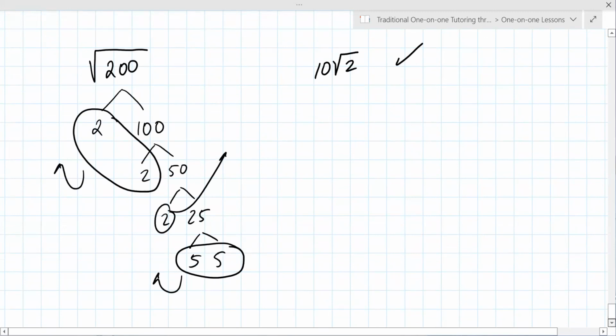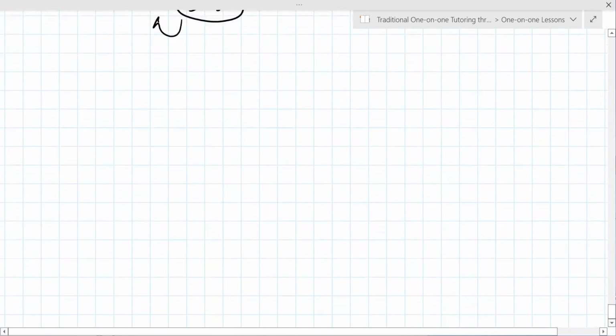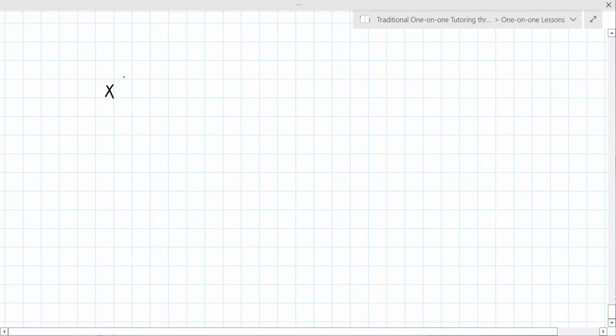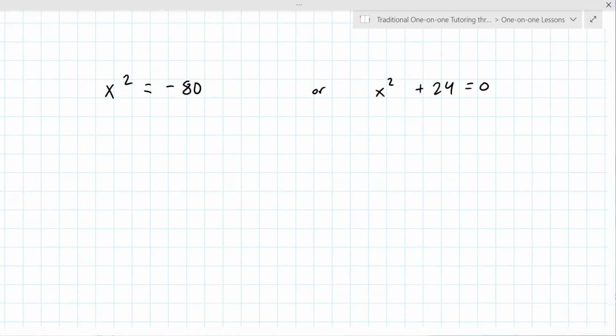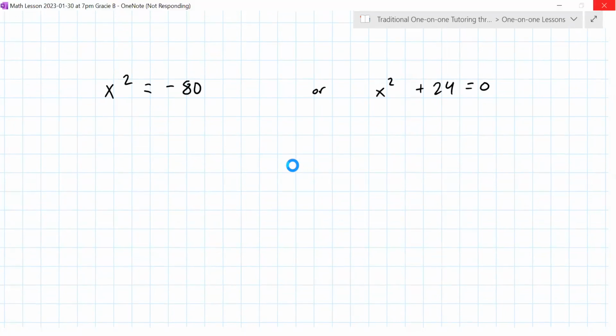Good. Okay. So all of that was being done because we're solving problems of this type, like x squared equals minus 80 or x squared plus 24 equals 0. All of these types of problems you end up having to reduce a root. I think you've got that down, so we can move on to a new topic, if that's okay with you. Okay.